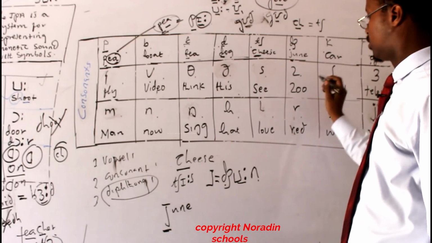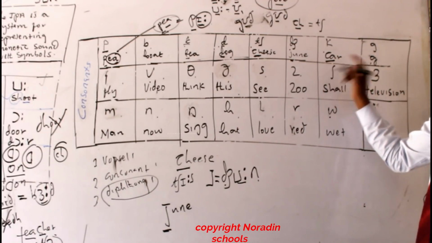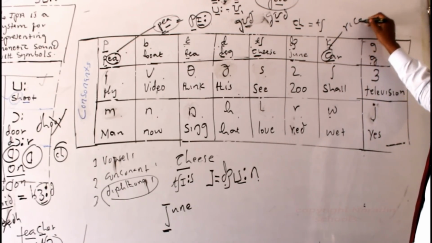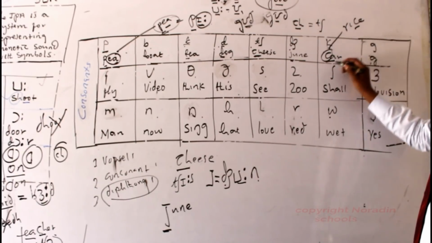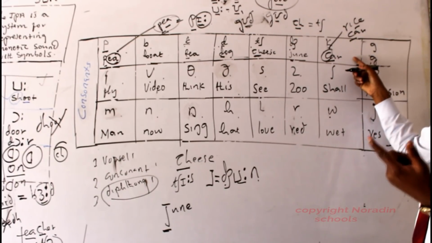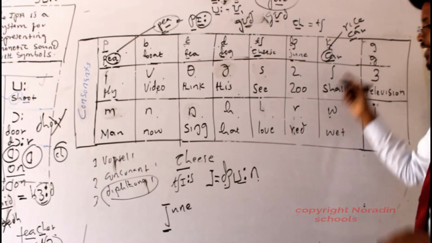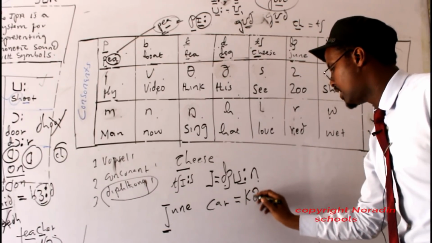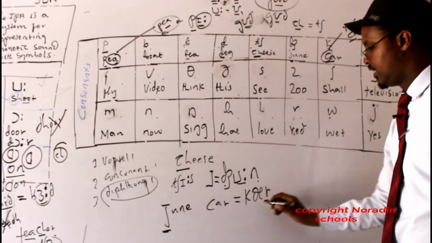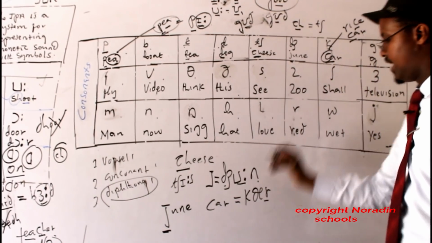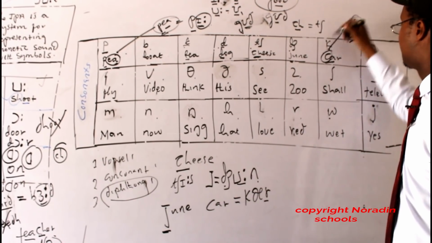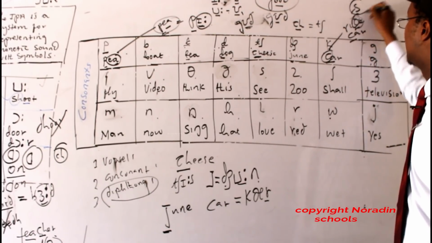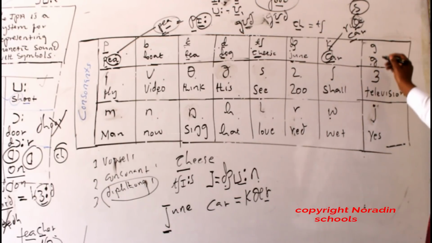Let me write this one, K, see. So the letter C has two sounds. If I write rice, it becomes the sound like S. But when I write car, the C becomes like K. So the C has two sounds. If a teacher asks you to write the word car, you write K like this, K and then A and then R. But if I tell you to write the sound S, for example Santa, you use an S like this. And this one, G, never changed.